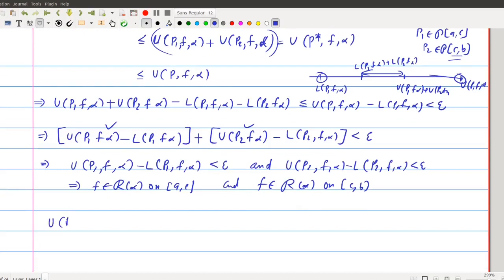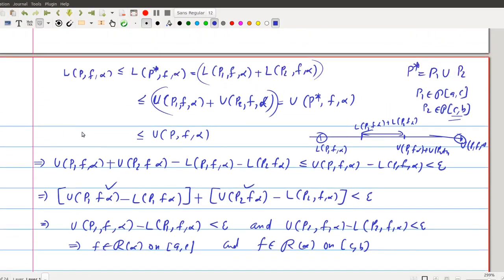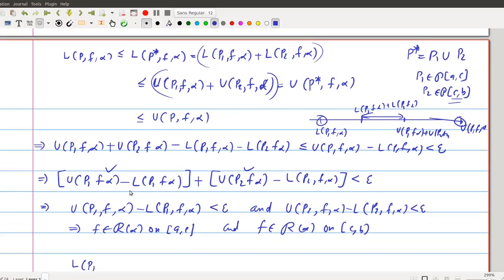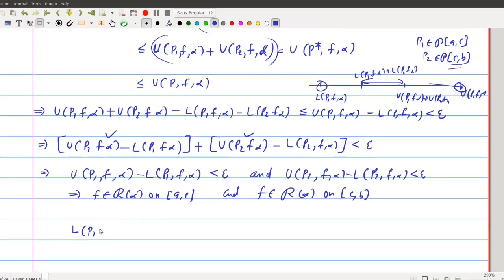Or we can start it the other way, that is the easiest way. So we start with L(P,f,alpha) is less than or equal to L(P1,f,alpha) plus L(P2,f,alpha).